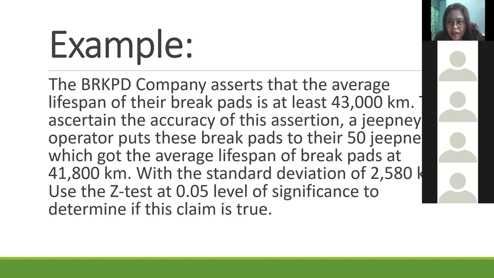So karon, we have a jeepney operator na he wants to test if the lifespan jud ba sa atong brake pad kay 43,000 kilometer. So gitest na niya, gibutang niya sa 50 ka jeepneys and then iyahang gi observe. And then afterwards sa nakuha niya ang results sa iyahang experimentation, for the 50 jeepneys, ang average lifespan sa brake pads kay 41,800 kilometers. And gi-compute pod, so no need na ta mag-mano-mano compute for the standard deviation. So the standard deviation nga nakuha ani is 2,580. So karon, gamito nato si z-test, giset ang level of significance at 0.05 to determine if true jud ba ang claim sa company na 43,000 kilometers ang lifespan sa ilahang brake pads.